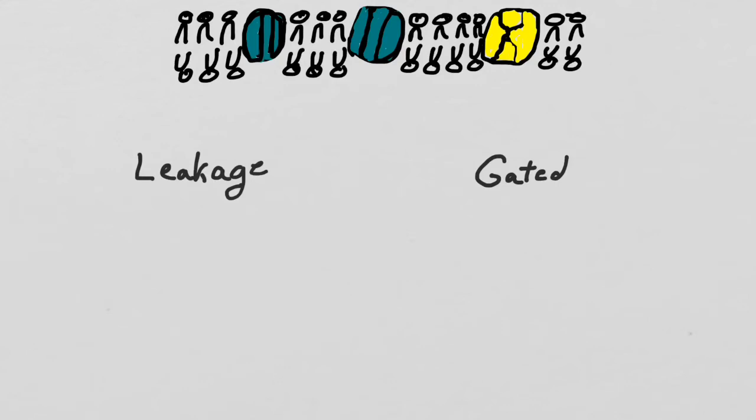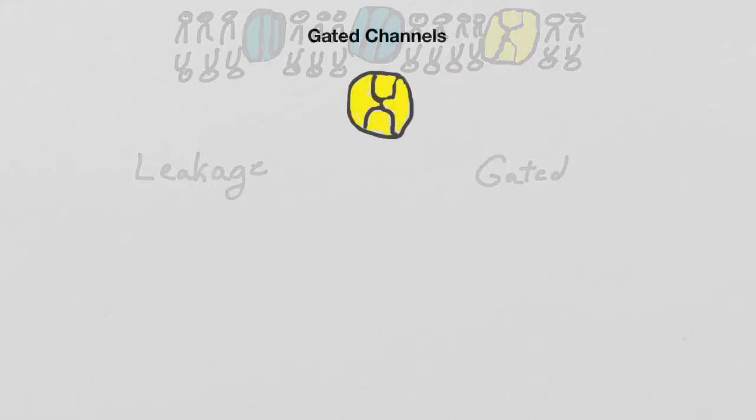So it doesn't matter if it's a leakage channel or a gated channel. All of these channels are only going to allow a very specific type of ion or molecule through. Gated channels, as I mentioned, can be opened through 3 different mechanisms. There are chemically gated channels, there are voltage gated channels, and there are mechanically gated channels.